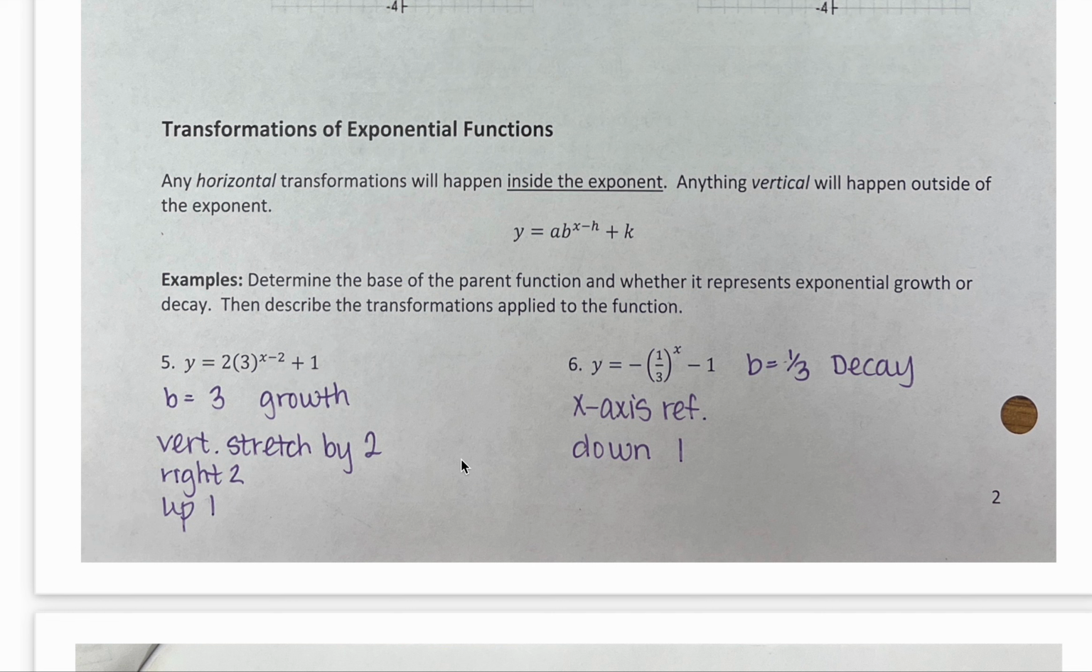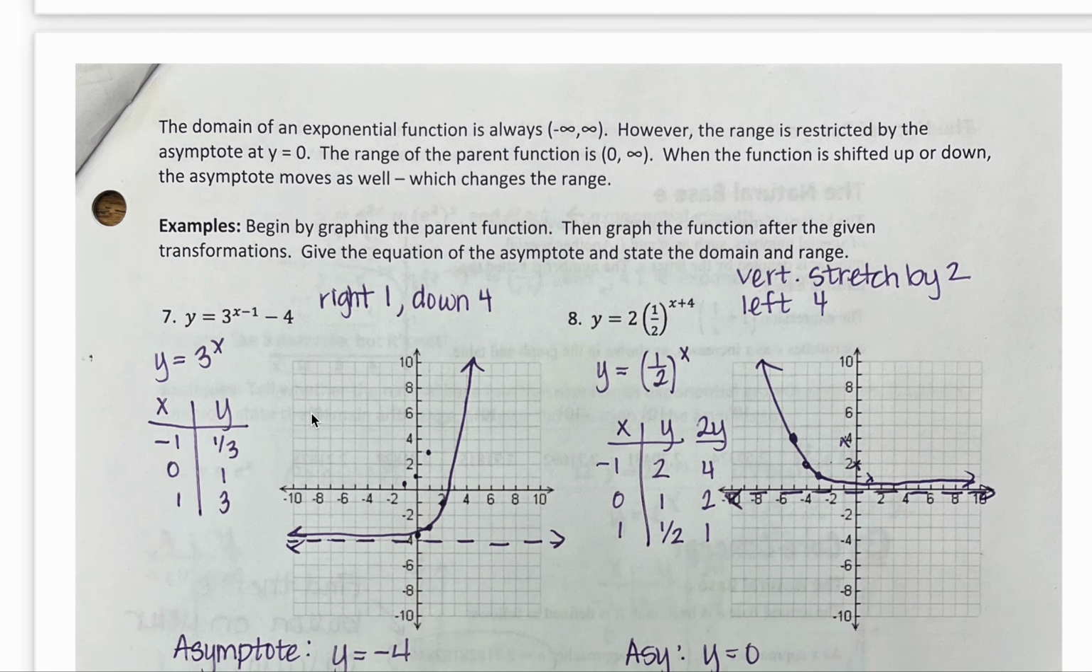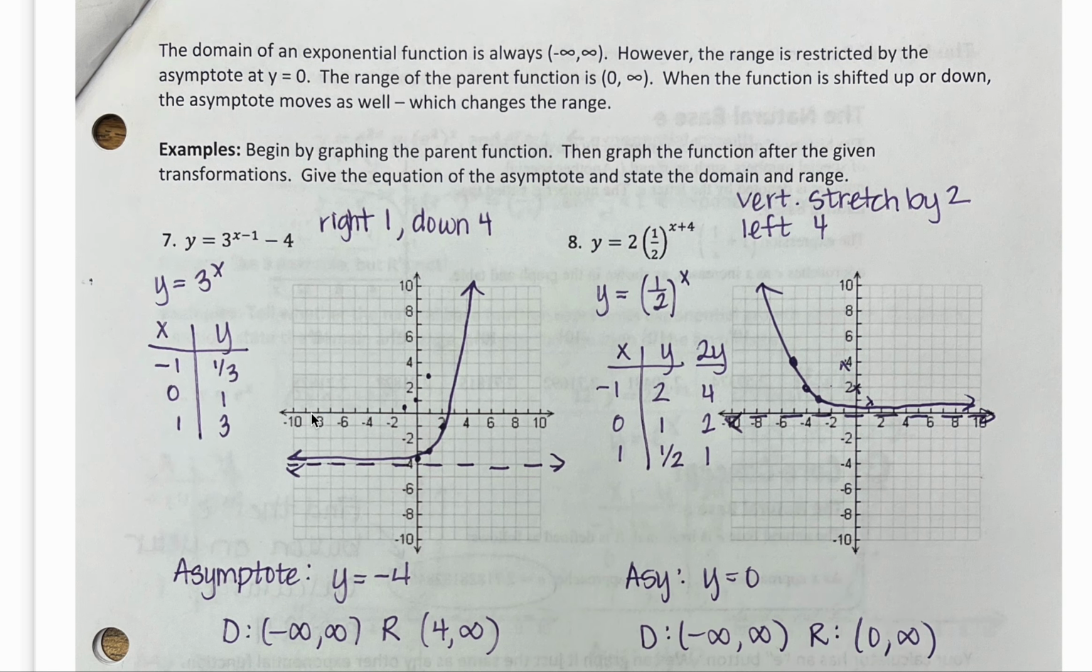Either pause and copy that down or wait and copy it off the PDF. But again, the base is just the parent function. So the base can always be different. The fact that b is equal to 3 only tells us whether it's growth or decay. It's not a transformation. It's just a different type of parent function. So anyways, you can look at those. So here's how that's going to affect the graph when you're graphing with transformations. I graph them very much the same. So we're going to start with the parent function.